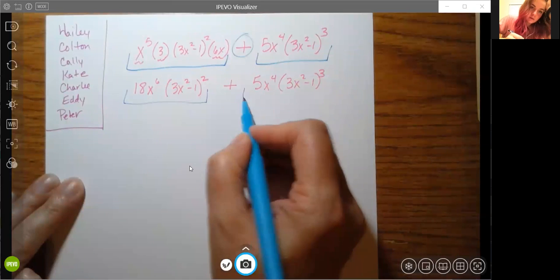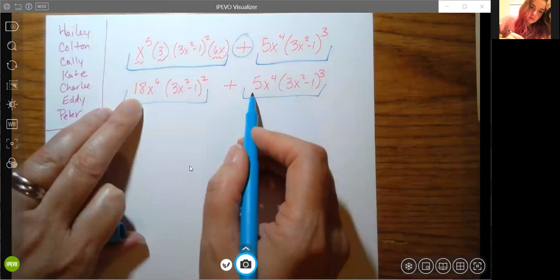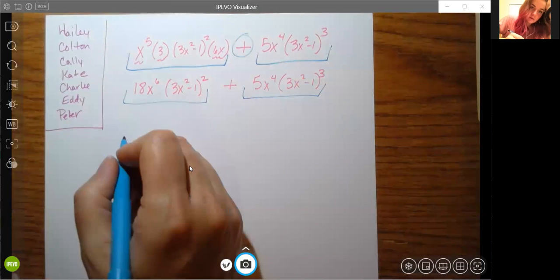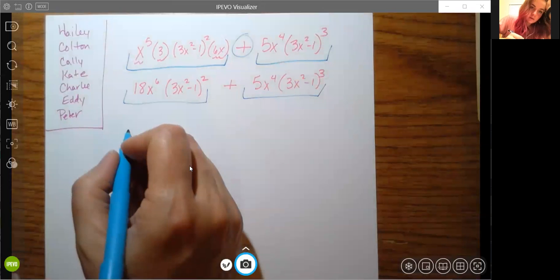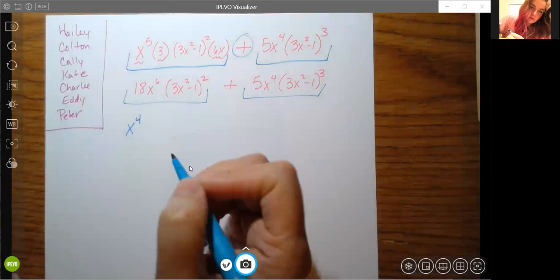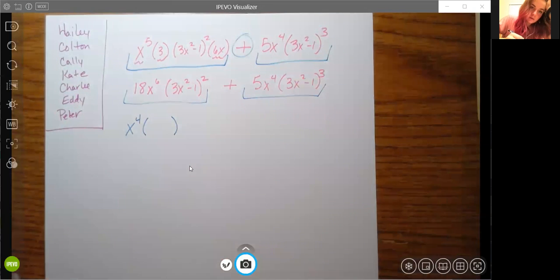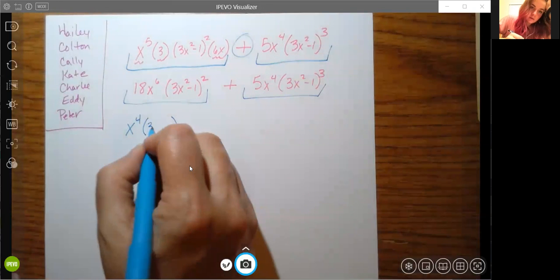Okay, so we decided no constants coming out. What about x? Charlie, can you get any x's out of that? X to the 4th. And the quantity, how about the quantity? 3x squared minus 1 squared.